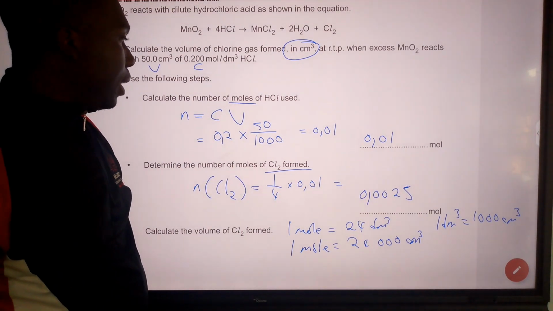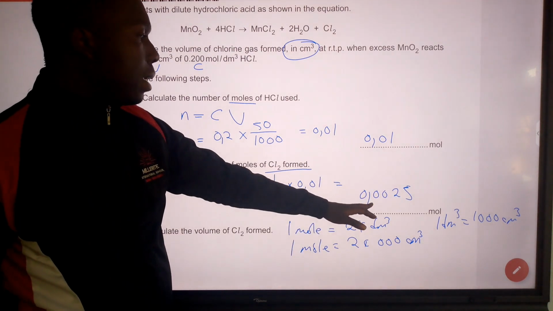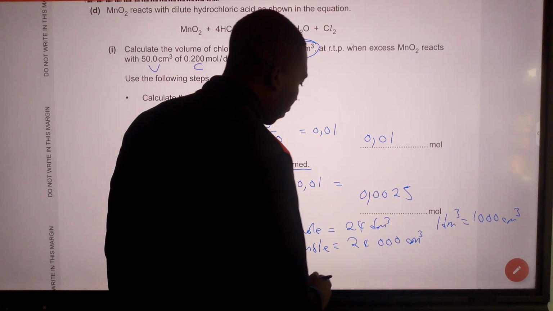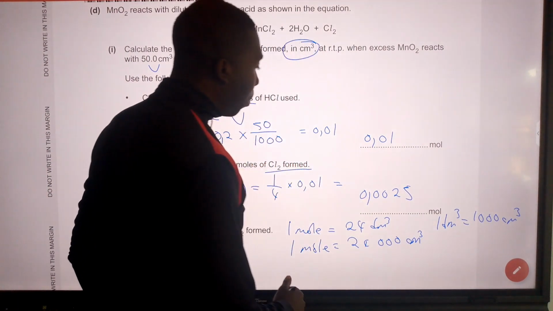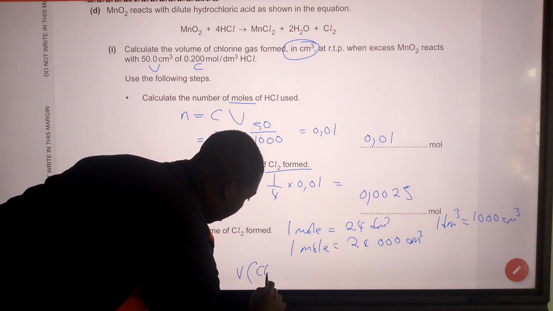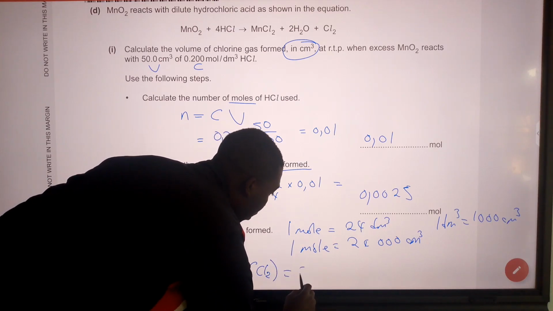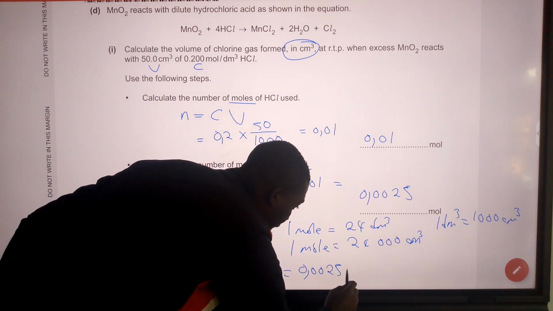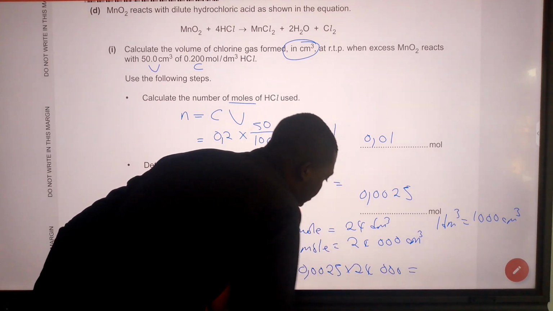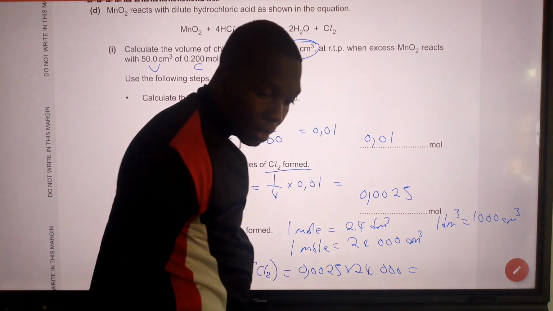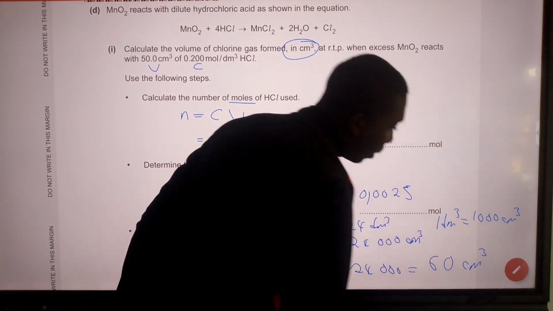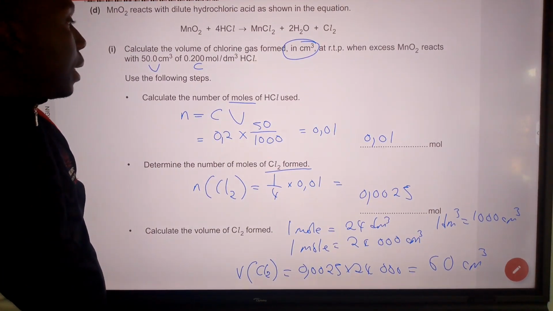So in order to get the volume which is occupied by 0.0025 moles of chlorine gas, we simply multiply this value with 0.0025. So the volume of Cl2 is equal to 0.0025 multiplied by 24,000. And if we compute this, we get 60 cubic centimeters. So that is the value which we get.